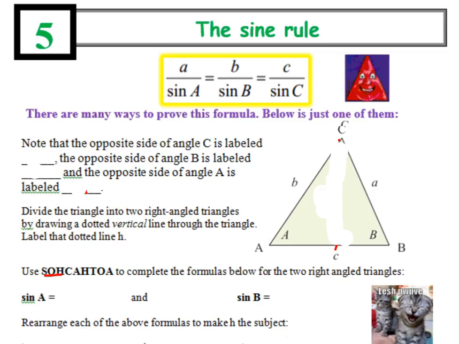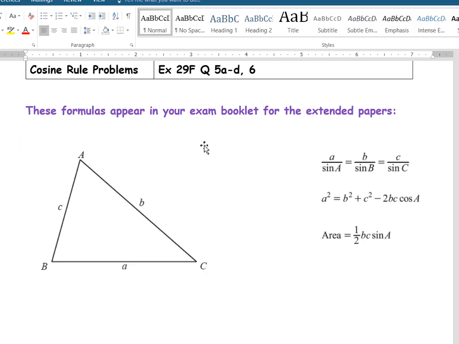Hello, we're continuing on with our new area on non-right angle trigonometry, and we're up to the sine rule now. So in yellow is the sine rule, and remember you're also given it in your formula booklet. The formulas are on page 2 of your unit booklet. I just remind you what formulas you get given in the exam: the area formula, the sine rule, and the cosine rule.